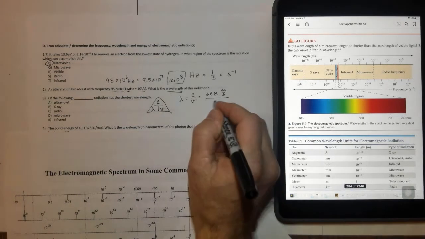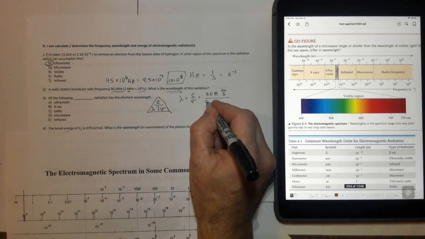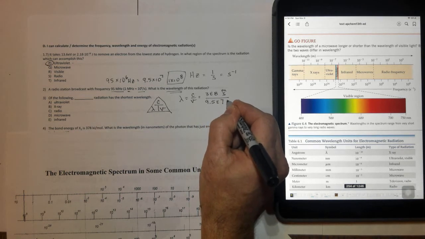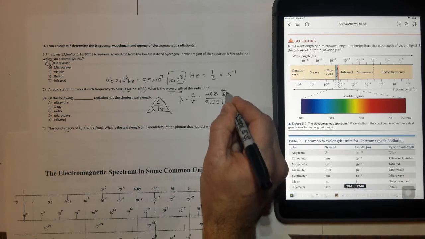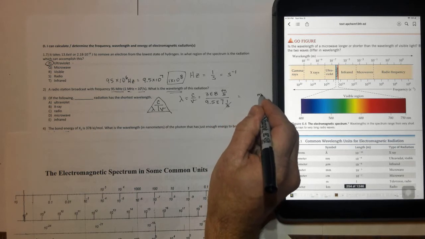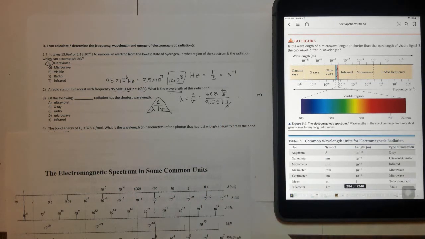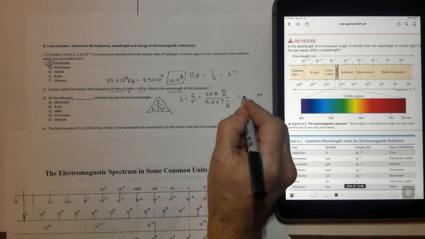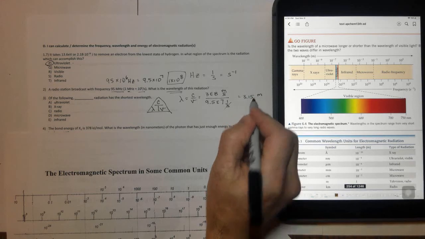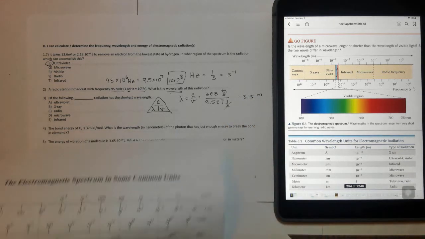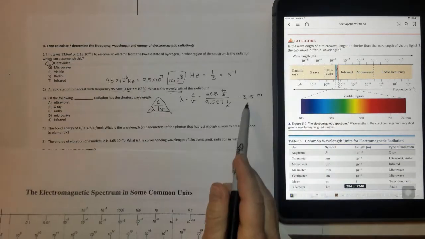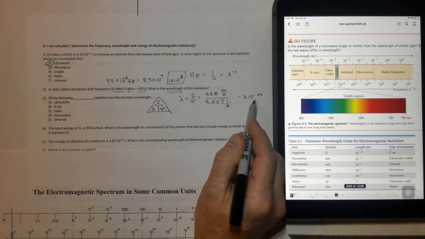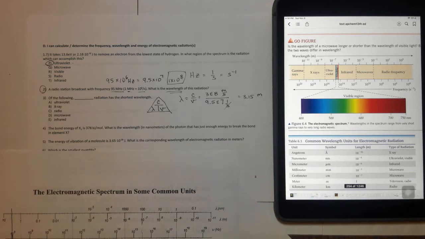And then nu is the frequency, and you can go ahead and put in 9.5 times 10 to the 7th. That would be in 1 over seconds, and then the seconds cancel with the seconds, and you'd end up with your wavelength in meters right here. And so dividing those two, you'd end up with 3.15 meters, which we estimated it'd be somewhere between 1 and 10, and 3 is definitely somewhere between 1 and 10. And so that would be our wavelength in meters for number 2.